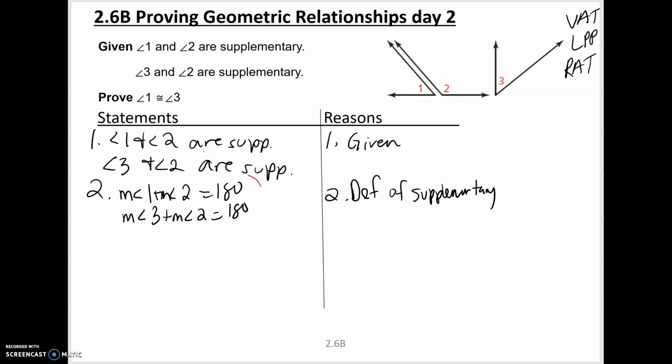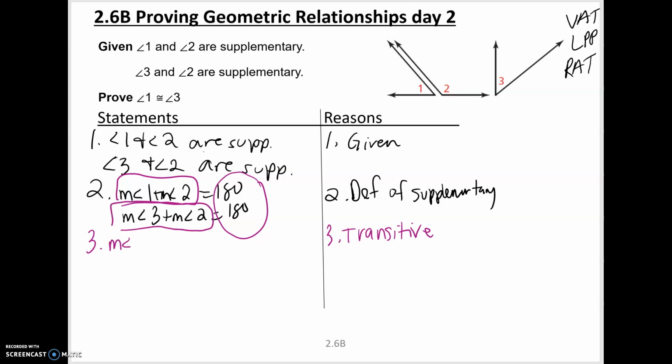Okay, now remember, anytime that those things are equal to the same thing, that's when you use transitive property. It is not substitution. It would be substitution if I were plugging a number in for the measure of angle 1. I'm not plugging anything in. They're both equal to the same thing, so therefore we make a statement from what's left. So what's left is the measure of angle 1 plus the measure of angle 2 equals the measure of angle 3 plus the measure of angle 2. Here's my transitive property.